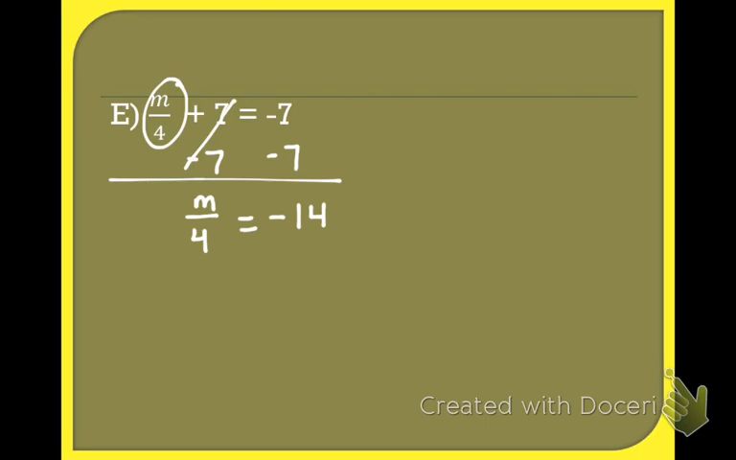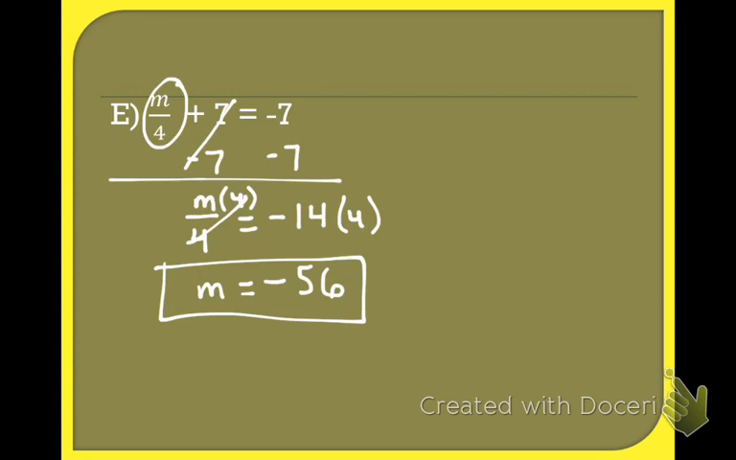Okay, now what do I do, guys? Multiply by 4 on both sides. This cancels out and turns into 1 times m, which is just m. What is negative 14 times 4? Negative 56. Okay, check it for me, guys. Negative 56 over 4 plus 7 equals negative 7. And then negative 14 plus 7 equals negative 7. And negative 7 equals negative 7. That is correct.